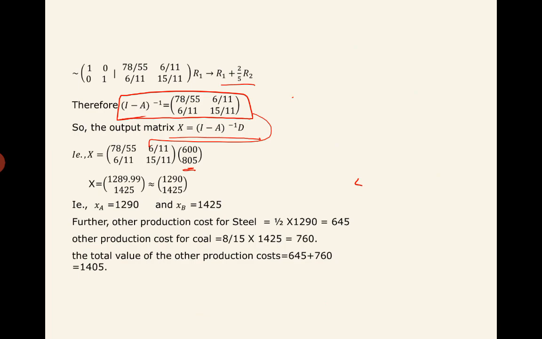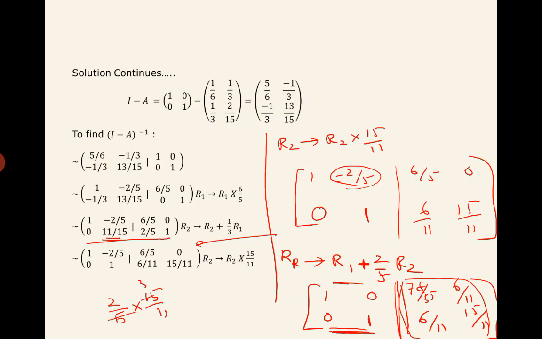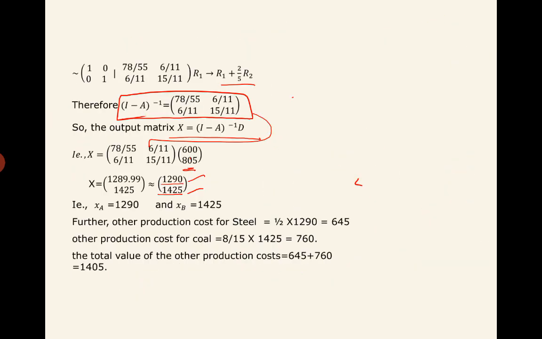So when you multiply the two matrices, you will get this output. Approximately, you can round to the nearest value. So X has two different values as the output matrix. Total output for the steel sector will now be 1290. It was initially 1200. And for the second sector, coal, the total output initially was 1500. Now the latest output is 1425. So that is X for steel, this is X for coal. The first part of the question is done.